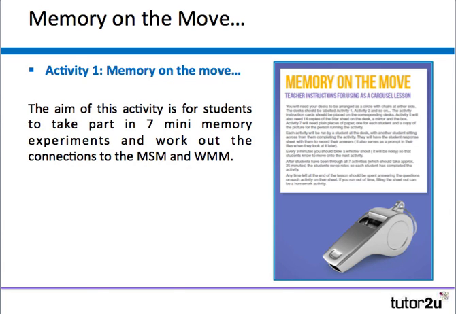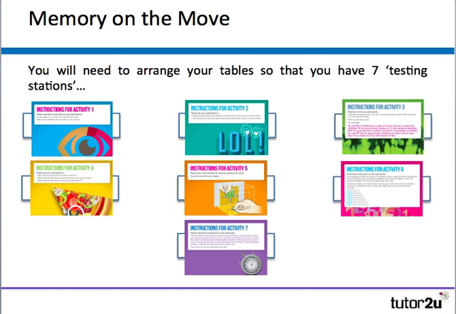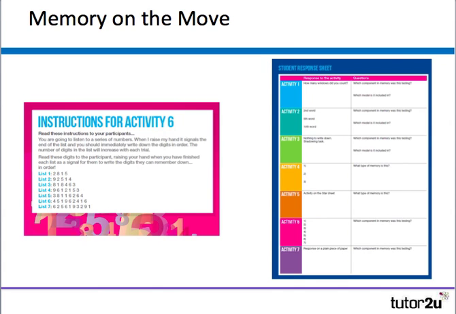Now, the link to this game will be shared on the Tutor to You site by Joseph, but basically the aim of the activity is for students to take part in 7 mini memory experiments and work out the connections to the multi-store memory and working memory model. So you set up your classroom table so you have 7 testing stations with 7 different activities. And here's an example of one instruction for activity 6, an example of a student response sheet.